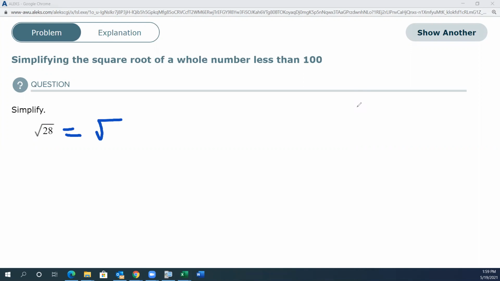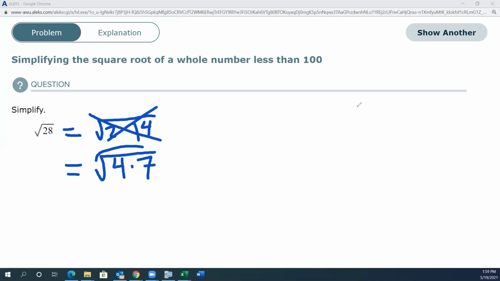So, I mean, I could rewrite this with multiplication as 2 times 14, and that would be true, yeah, because 2 times 14 is 28. Or I could write it as 4 times 7, and that would be true because 4 times 7 is 28. However, this is the one that is going to work better because it has something I know how to break down. It has a perfect square.